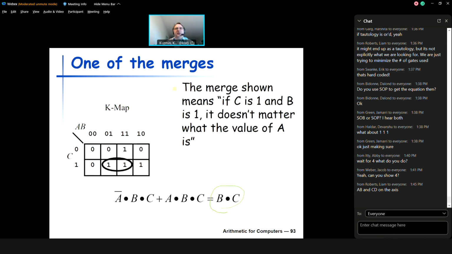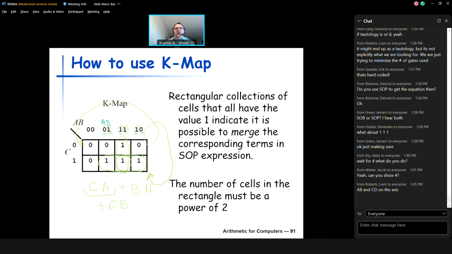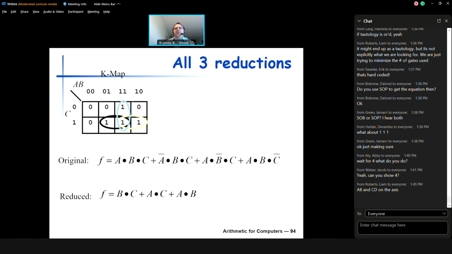All right, so if we just follow all the reductions properly, I think that's the same result that I got. CA, BA, CB, CA, AB, and CB. Yep, so the reduced result is the same, and it is guaranteed to be the minimal formula. Okay, it may not be unique, but it is guaranteed that there is no other formula that would use fewer gates.